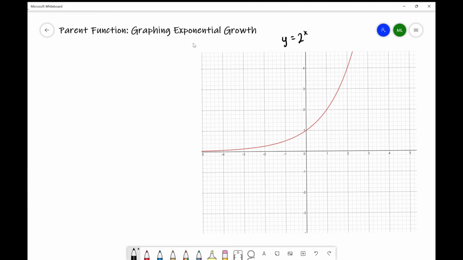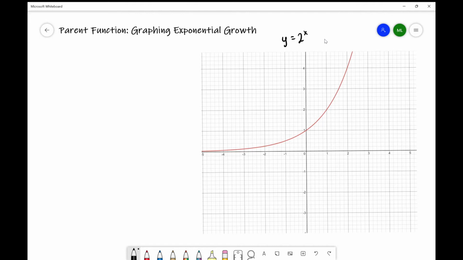So today I want to talk about parent functions of an exponential growth function. Okay, so now to the right I have y equals 2 to the power x, and we're going to analyze this. We're going to go through it step by step. So here's the graph, y equals 2 to the power of x. Our x is an exponent in this case, and here's the graph. So first things first.